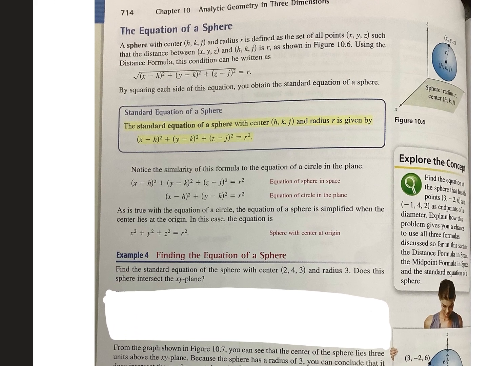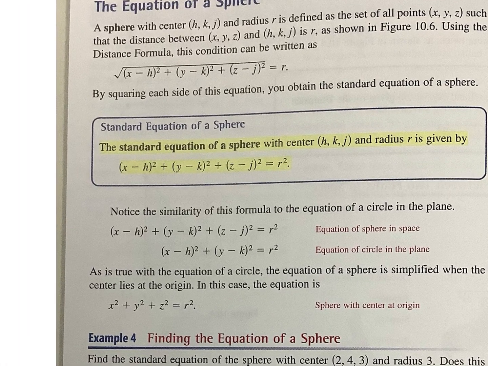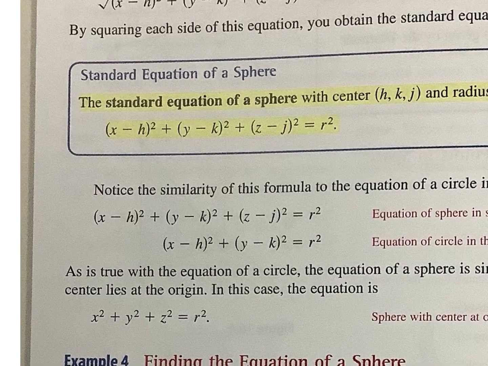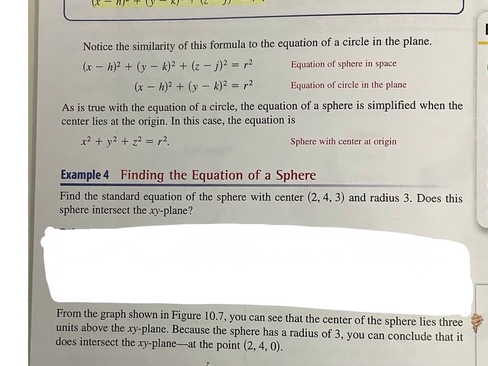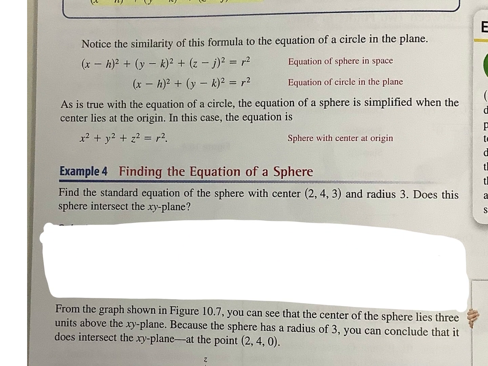We also have the equation of a sphere, which again is the same thing as the equation of a circle, but we just also include the Z. So it's x minus h squared plus y minus k squared plus z minus j squared is equal to r squared. So in example 4, it says find the standard equation of the sphere with center (2, 3, 4), and a radius of 3.